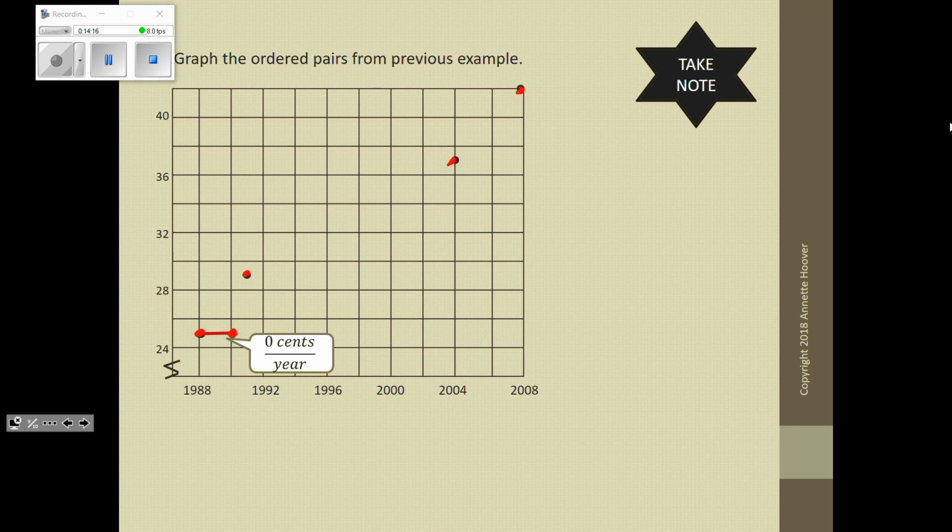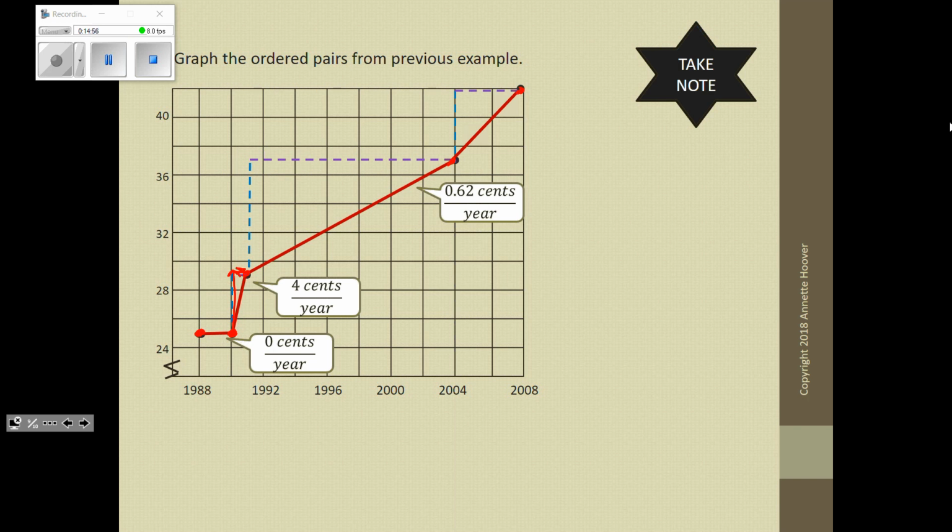Between the first 2 intervals, we had a slope of 0. They both were at 25 cents. Between the next interval, we rose, it looks like 1, 2, 3, 4, and we went to the right 1, so our slope was 4 over 1, which gave us a rate of change of 4 cents per year. From there, this line shows us our rate of change after we went up from 29 cents to 37 cents, which was an increase of 8 on the rise and 13 on the run. That rate of change was 62 hundredths of a cent per year. And then here was our last one. So you can just see how that is graphed.